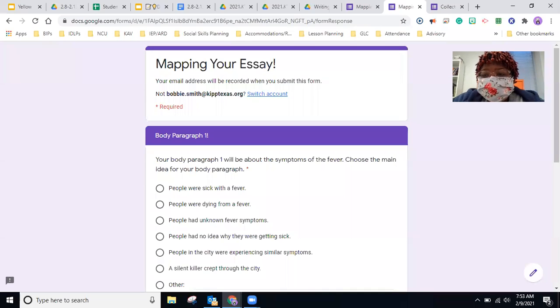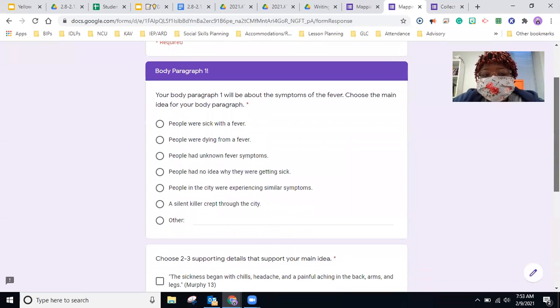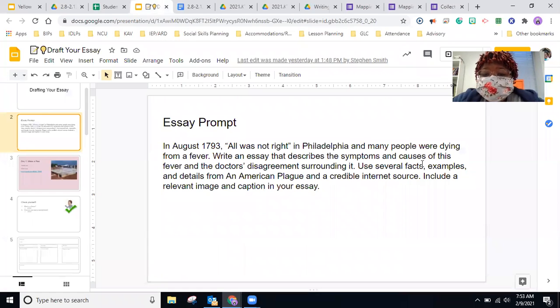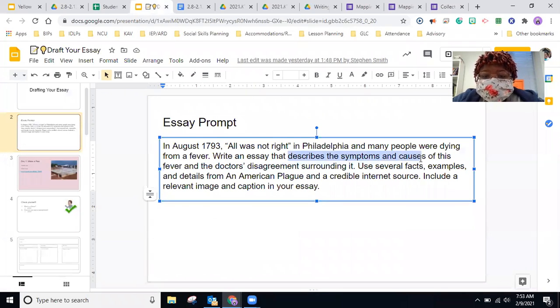Now we're in our body paragraph one. Our body paragraph one is going to talk about the symptoms of the fever. Because remember, if we go back to our essay prompt, we need to write an essay that describes the symptoms, the causes, and the doctor's disagreements.